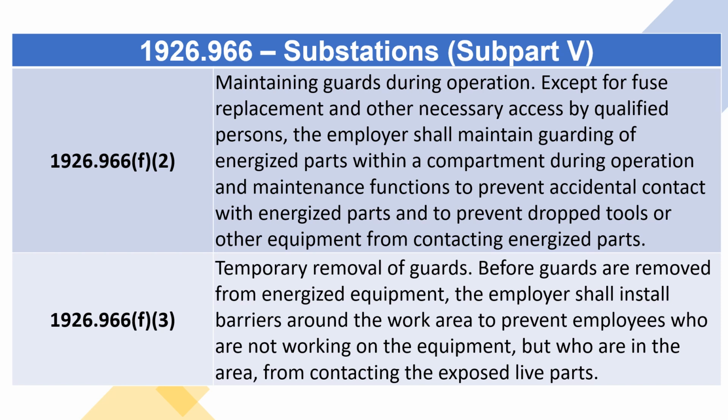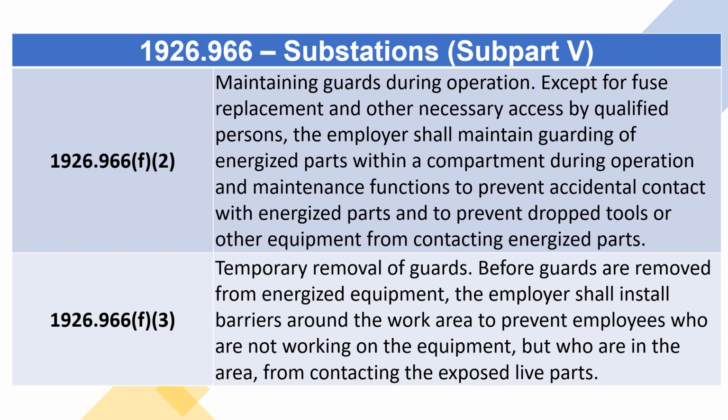1926.966(f)(2) Maintaining guards during operation. Except for fuse replacement and other necessary access by qualified persons, the employer shall maintain guarding of energized parts within a compartment during operation and maintenance functions to prevent accidental contact with energized parts and to prevent dropped tools or other equipment from contacting energized parts.